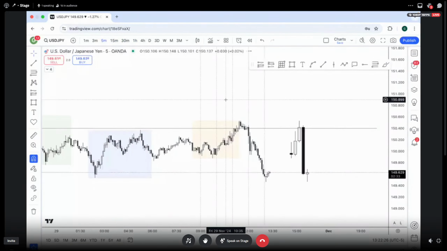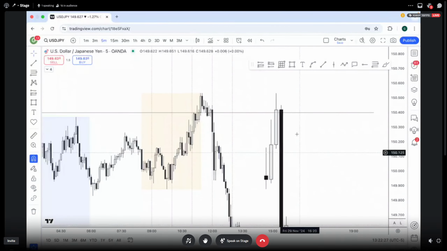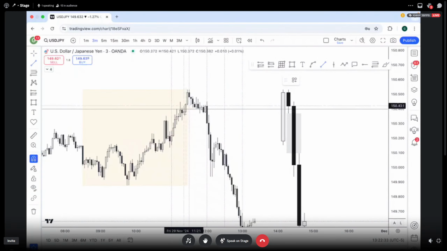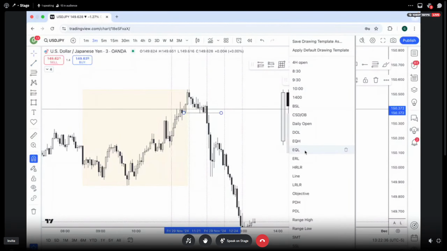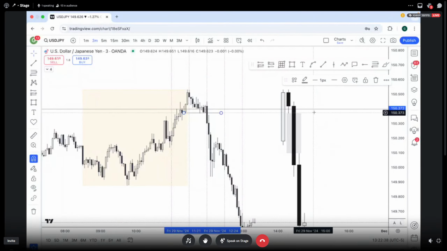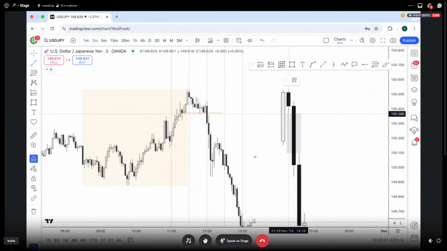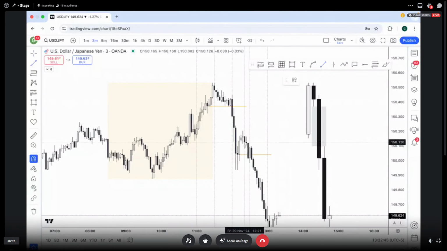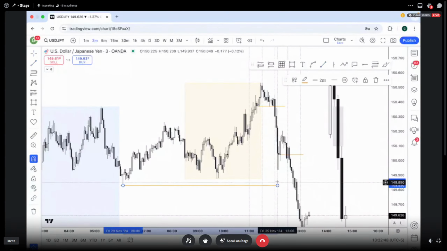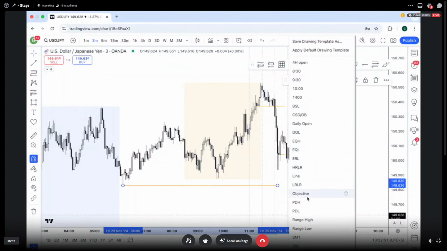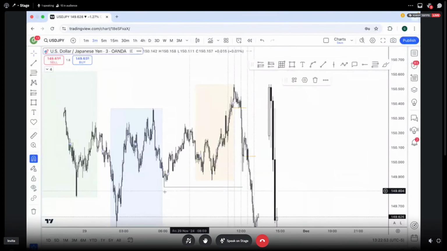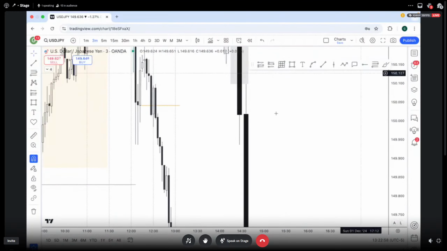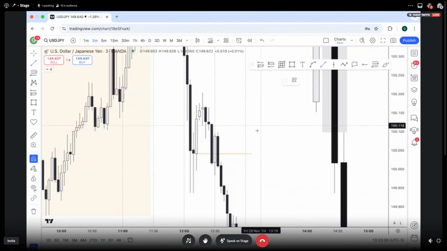See if there's anything here. I like this. It's pretty nice right here. I like this entry because we didn't take out anything yet. So these lows to target. It's always best to enter before a significant low is taken. You could have gotten this or this.